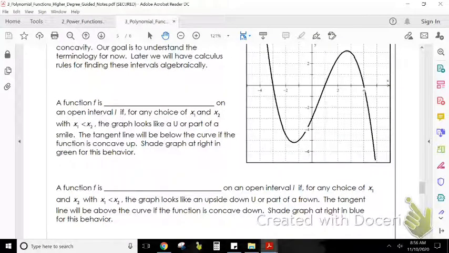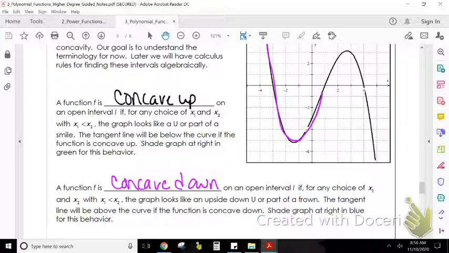All right, so it says a function f is concave up on an open interval if for any choice of x1 and x2, with x1 being less than x2, the graph looks like a U or part of a smile. So if it's opening upwards, it's going to be concave up. And so you're looking for that smile, and we can see that. Let me change colors here so it's a little more obvious. And so we can see that right here in this area, right? Looks like a smile.